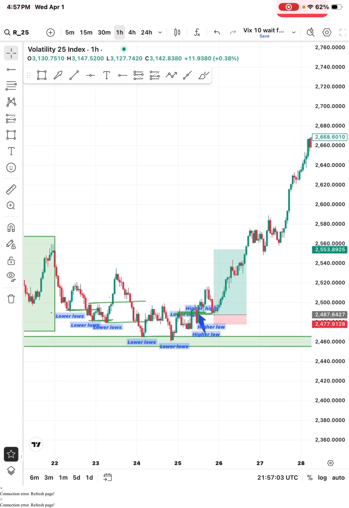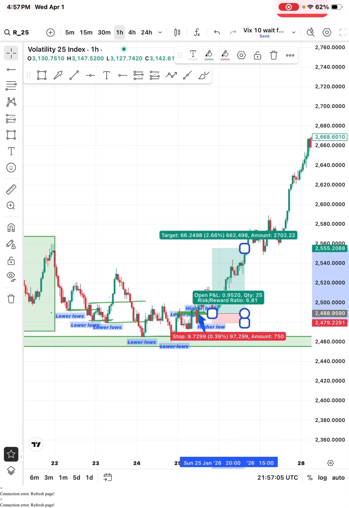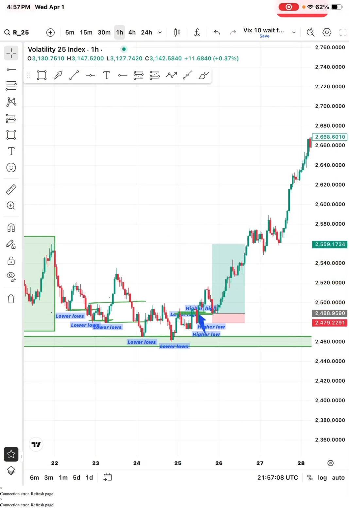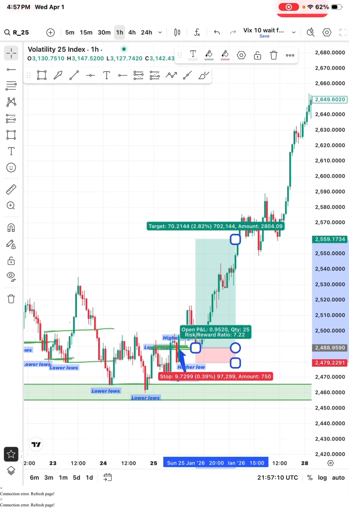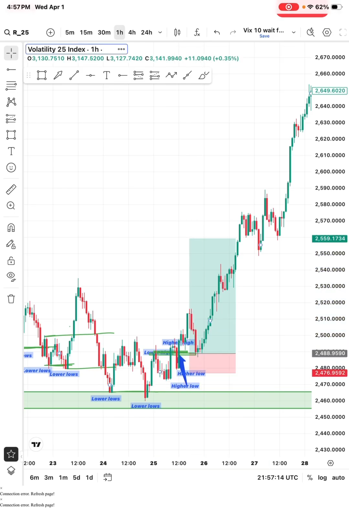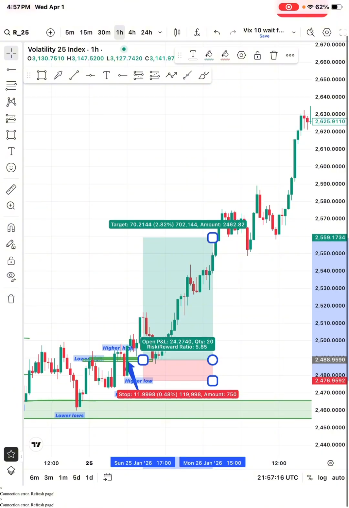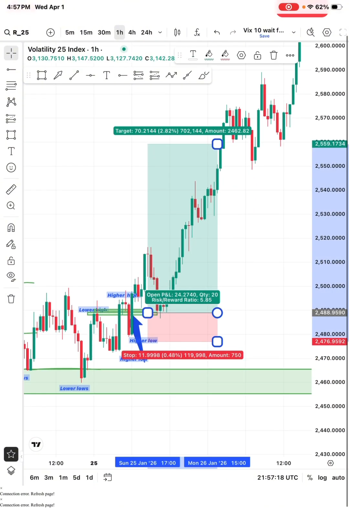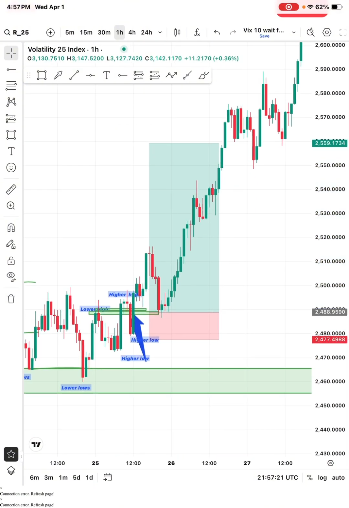So right with the indication stop right here, that's where we're going to target, and this would have been a 1 to 7 risk to reward. A 1 to 7 risk to reward. 1 to 5 risk to reward, right? And that's how we know that the correction is over.